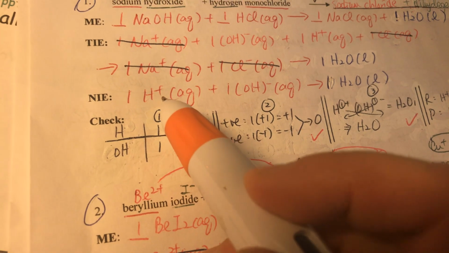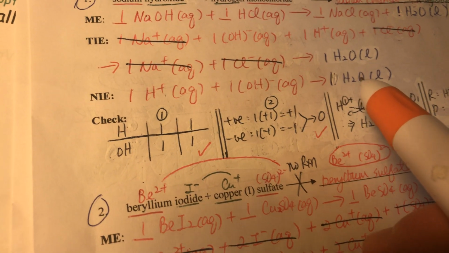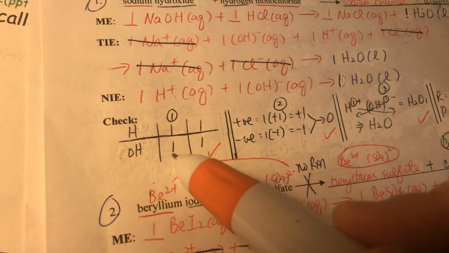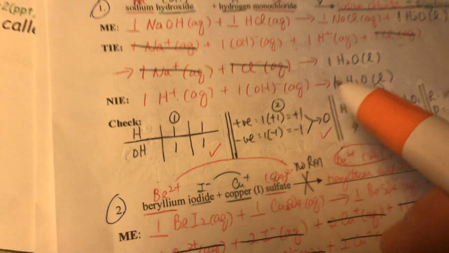I have 1 H on the left. And here you know OH and H. I have 1 H on the other side. And then OH, I have 1 OH and 1 OH. So either way is fine, as long as you see them, they're balanced.